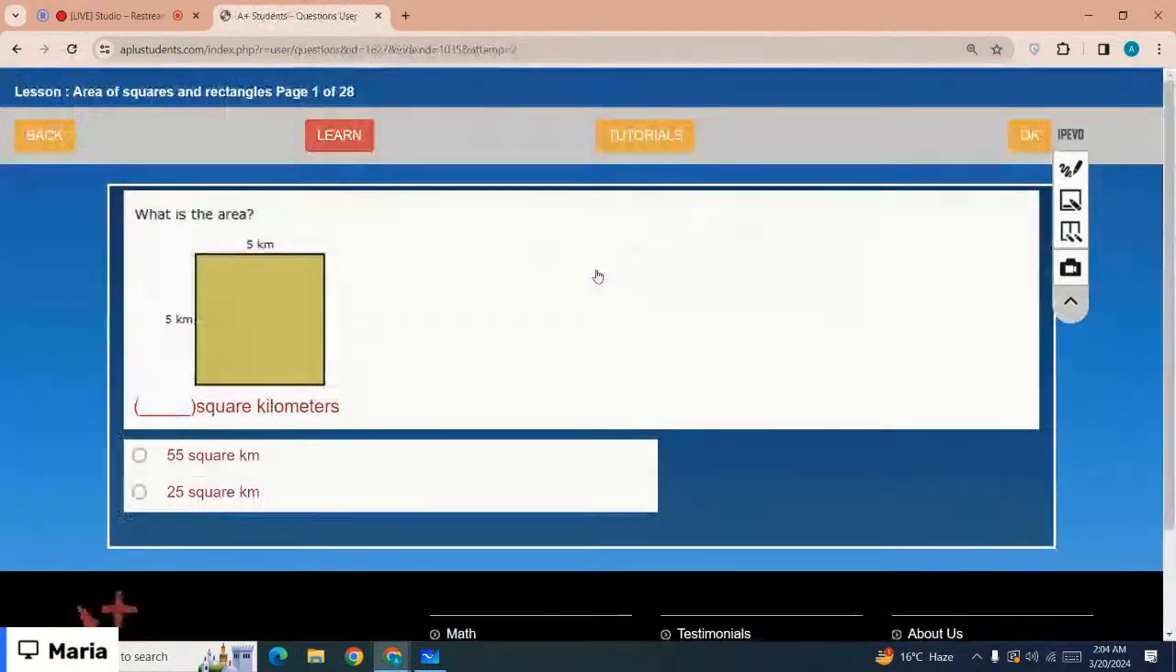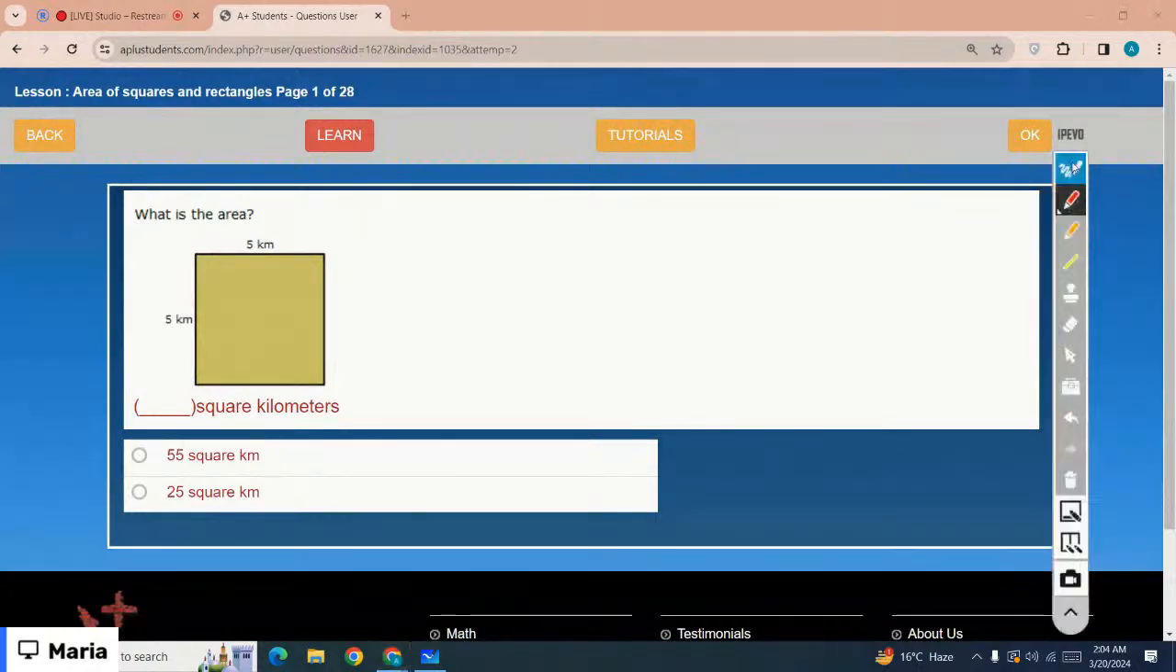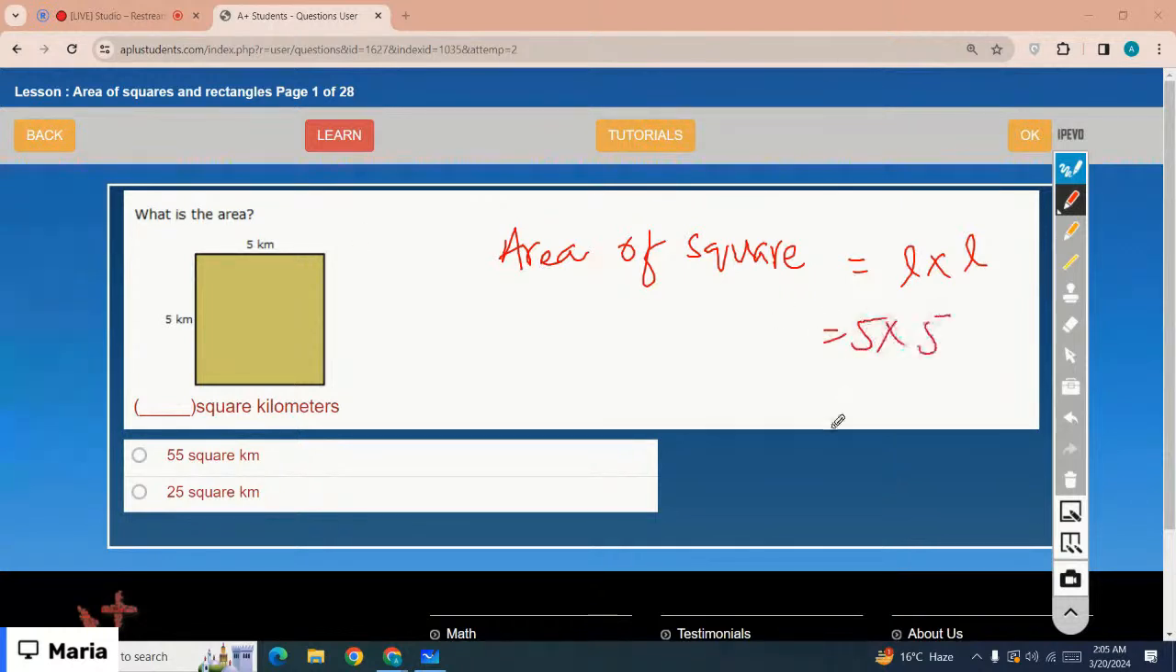What is the area? So you are given a square, right? Square has all four sides equal in measurement. So the area of the square is always, you can note down this very important formula, length times length, right? The length is 5 and 5. So that is 25 square kilometers, right? The correct option is 25 square kilometer. That is option number 2, right?